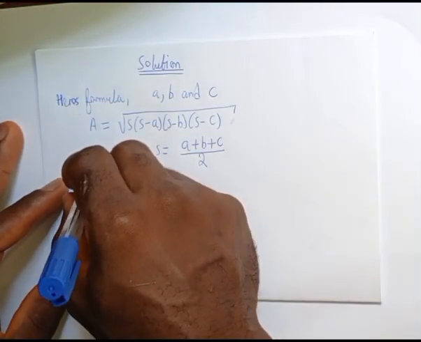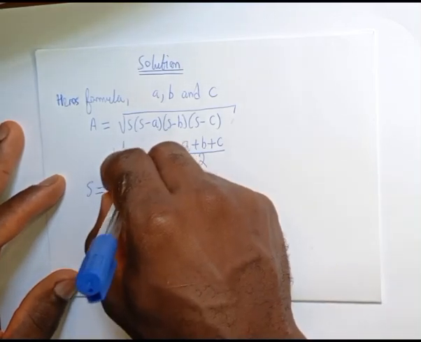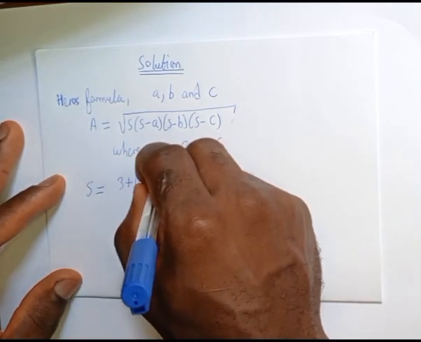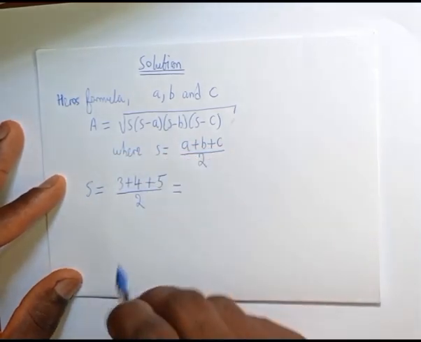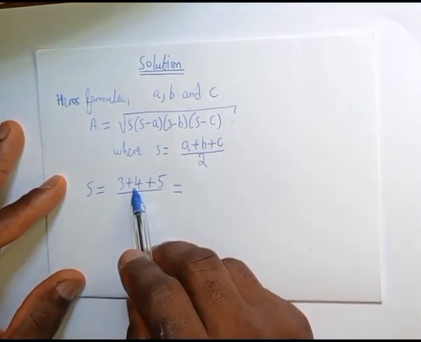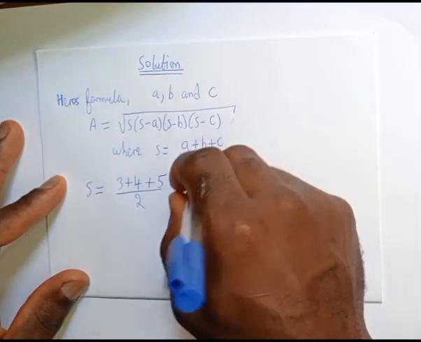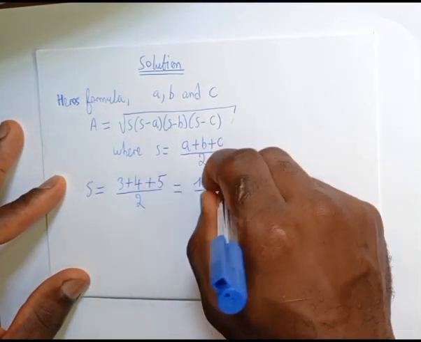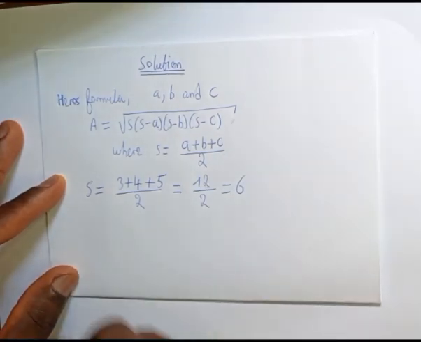by finding the semi-perimeter. Our S will be equal to, we are going to take 3 plus 4 plus 5, then we divide by 2. This will be equal to 3 plus 4 gives us 7 plus 5 gives 12. 12 divided by 2 is equal to 6. This is the semi-perimeter of the triangle.